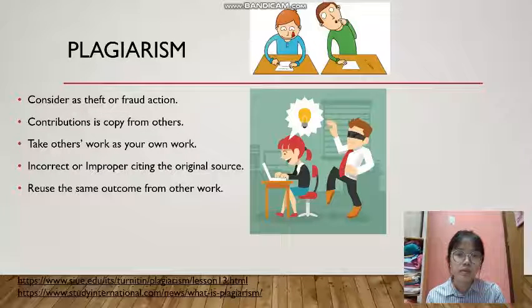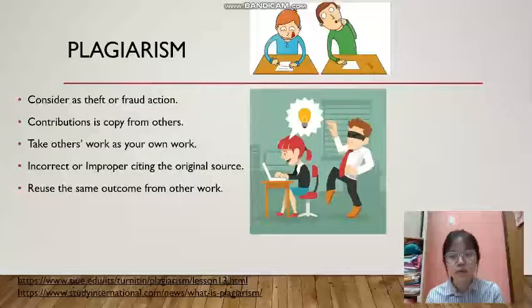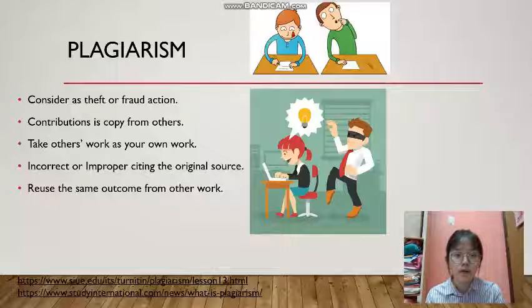You just copy or download from an outside source or the internet and you don't cite it properly, then it is also plagiarism. The third is incorrect or improper citing of the original source. The next is reusing the same outcome from other work. For example, you use the same source again in other work.